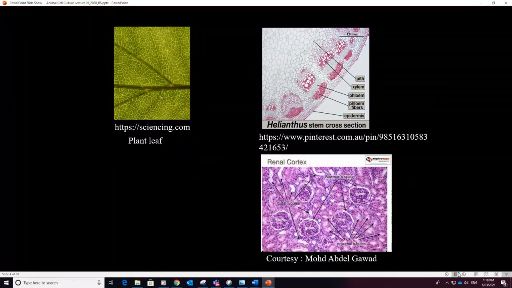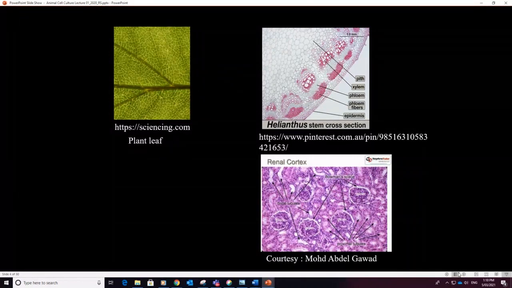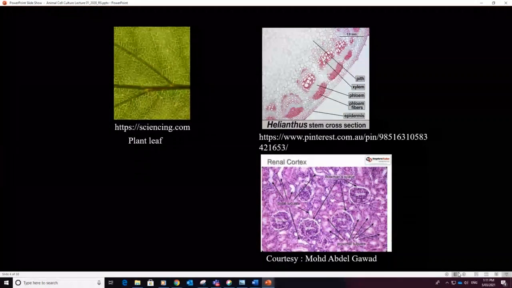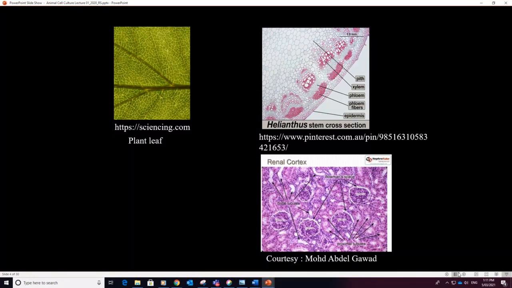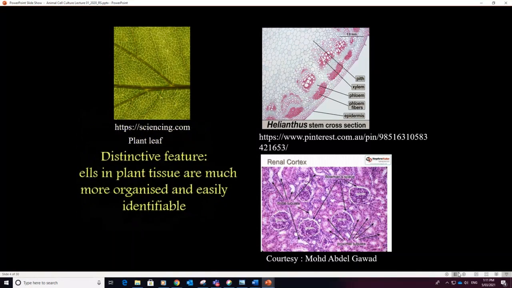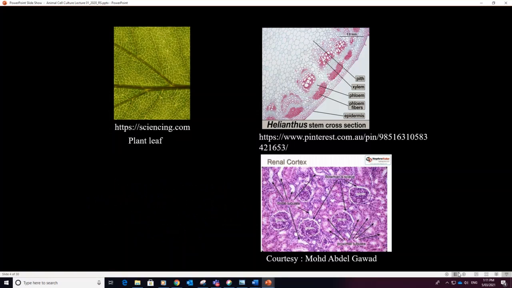Whatever you have said, dicot, xylem, and phloem, that's the secondary thing. The first thing is what you are observing in that particular slide. You are observing some structures which have a definite shape, and down below it is not. So you start observing that rather than making your final judgment. A distinctive feature is that cells in the plant tissues are much more organized and easily identifiable as compared to the lower one, where you see renal kidney. Can you tell why it is?